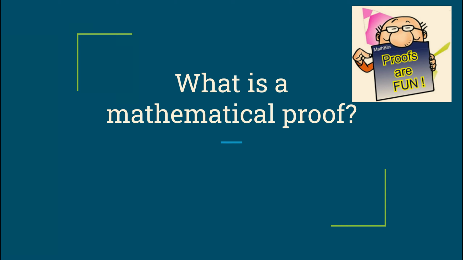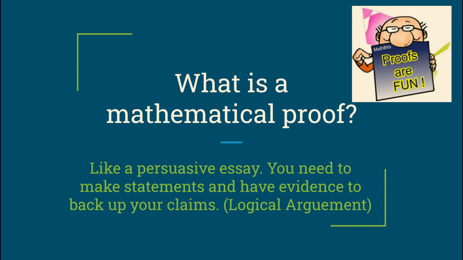It's almost like a persuasive essay that you would do in English, where you need to have some statements, you have to have evidence, you have to be able to back up what you're saying. So it's a logical argument. That's pretty much what it is. So how can you logically argue with somebody to say, well, this triangle is congruent to that triangle? Now, a proof you can use not just with triangles, but because we're focusing more on the triangle aspect, that's what we're going to do here.